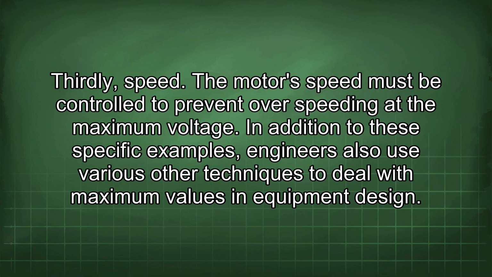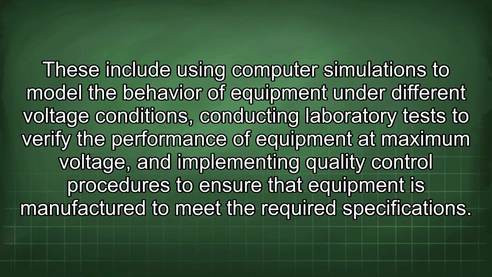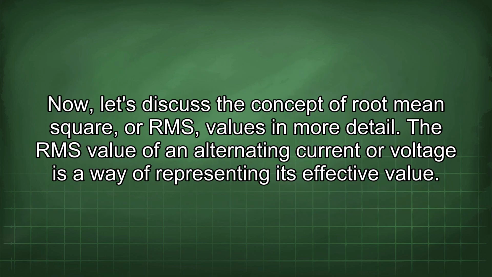In addition to these specific examples, engineers also use various other techniques to deal with maximum values in equipment design. These include using computer simulations to model the behavior of equipment under different voltage conditions, conducting laboratory tests to verify the performance of equipment at maximum voltage, and implementing quality control procedures to ensure that equipment is manufactured to meet the required specifications. Now, let's discuss the concept of root mean square, or RMS, values in more detail.